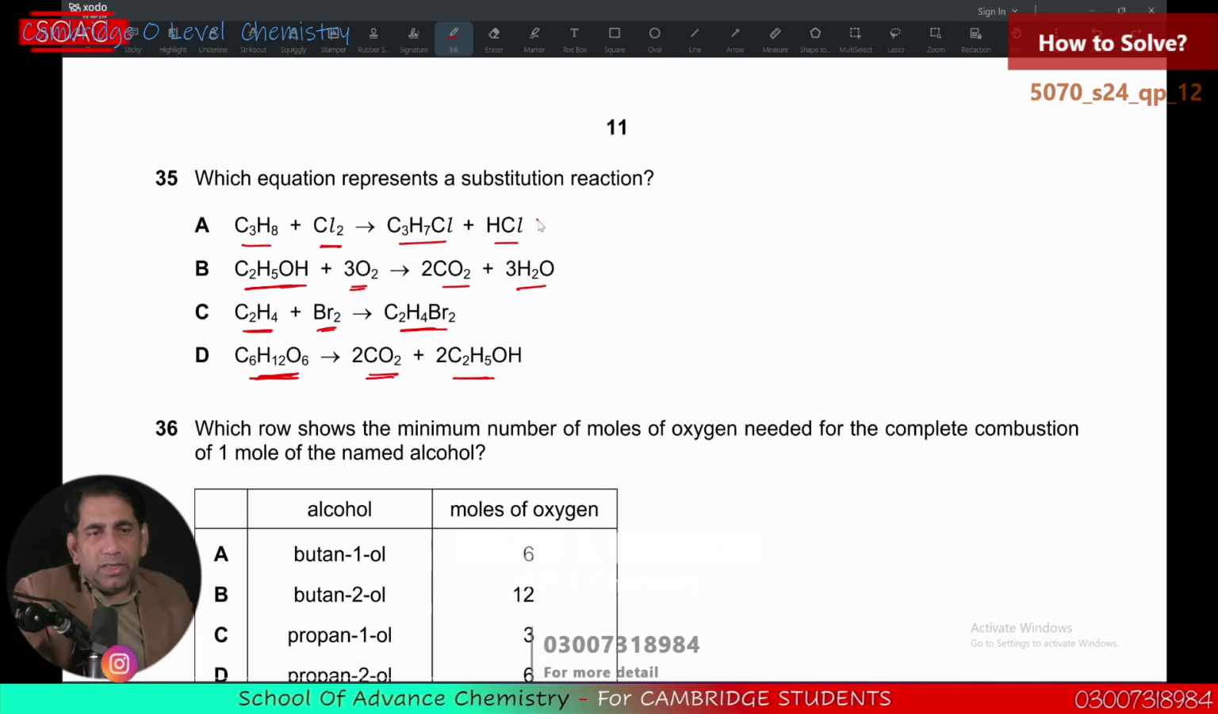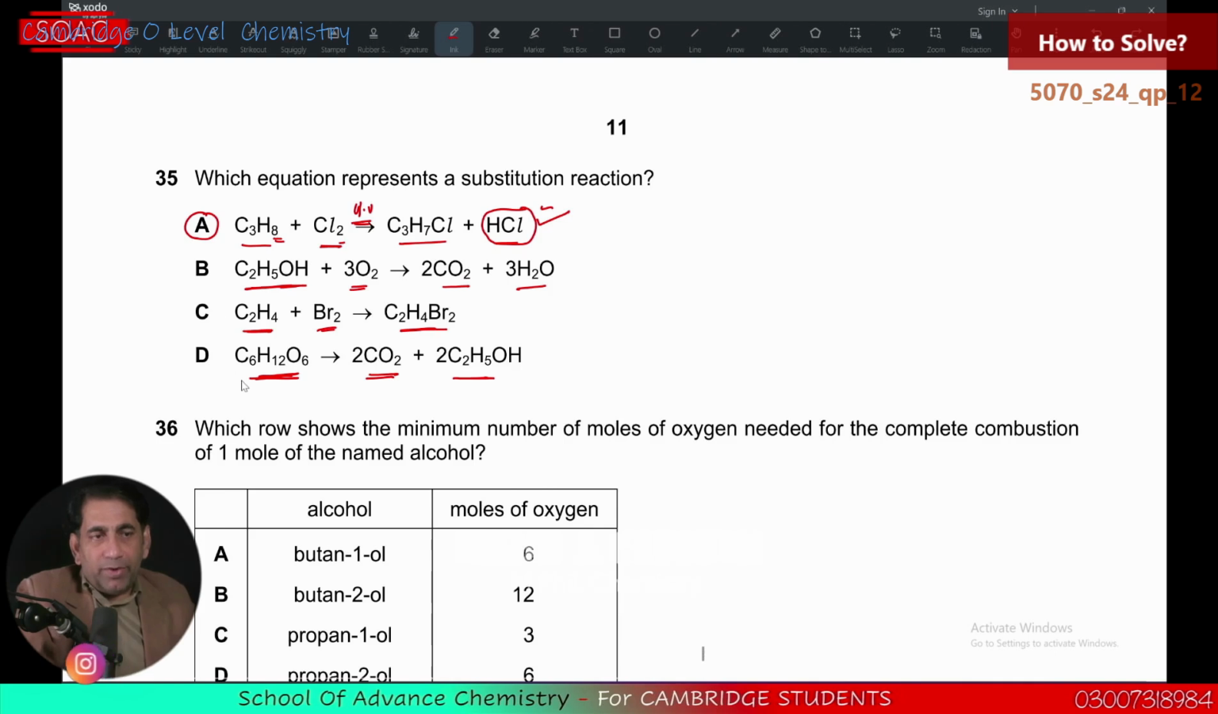The first one is called substitution reaction, in which we are using UV light or sunlight. So here is the substitution. One hydrogen is substituted by the Cl, and HCl is being formed. So this reaction is called substitution reaction, or photochemical reaction, or free radical substitution. So A is the correct option.